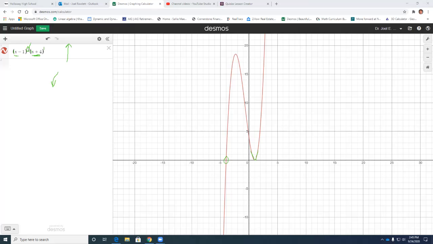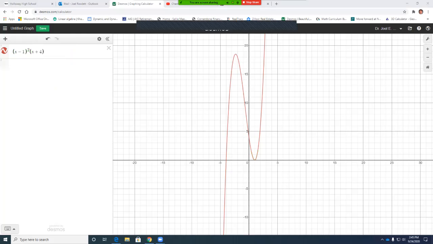But notice that the multiplicity is odd, right? There's an understood 1 there, and 1 is an odd number. And that means that the graph, as it goes from left to right, comes up and slices through x is equal to negative 4. So again, if you have an even exponent, it's a touch or a bounce. But if it's an odd exponent, you would have a slice. Let's look at one more.